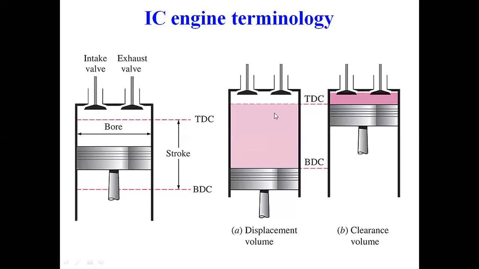Next is the displacement volume. This entire volume, through which the piston reciprocates from top dead center to bottom dead center, is called the displacement volume. And whenever the piston is at the top dead center, there will be some space available over here. This space is called the clearance volume. When the piston is at the top dead center, the volume between the cylinder head and the piston is called the clearance volume. So these are the basic terms of IC engines.